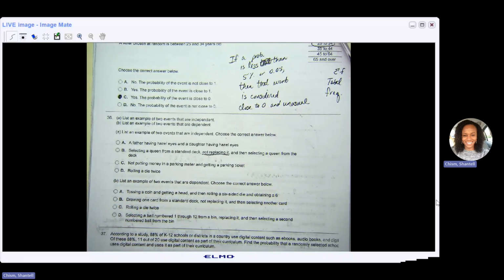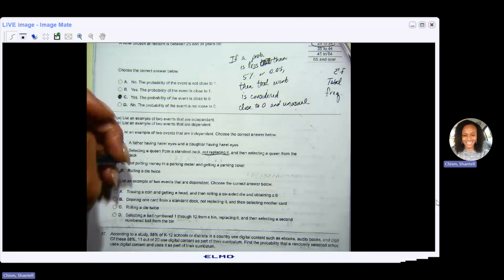C, not putting money in a parking meter and getting a parking ticket. If you did not put money in the parking meter, the higher the chance that you'll get a ticket. It's possible that you can get away with it if there's no patrolman, but I guarantee if you didn't put money in there, that's the reason you got it. So those are dependent. So D has to be the answer, rolling a die twice. And die just means a single dice. Whatever you got on that first roll has no effect on the second roll. So those are the independent ones.